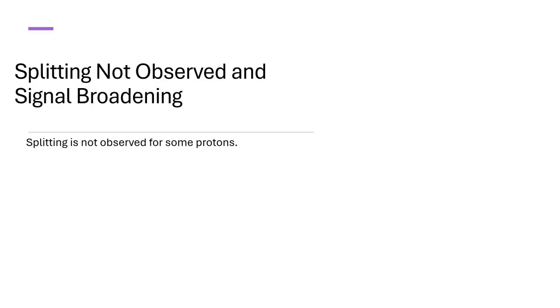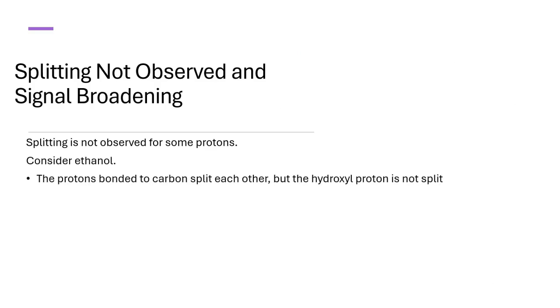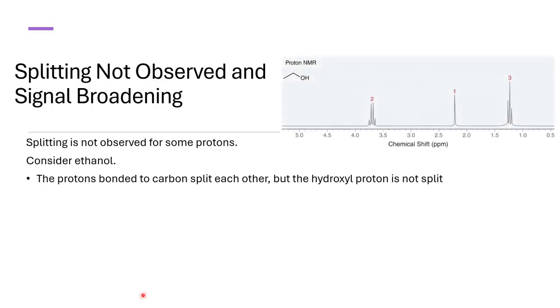Splitting not observed and signal broadening. Splitting is not observed for some protons. Consider ethanol. The protons bonded to a carbon will split each other, but the hydroxyl proton will not split. Note here that the CH3-CH2 protons are splitting each other. The CH3 signal is being split into a triplet because the CH2 is 2 protons plus 1 gives us 3. So this triplet here is due to the 3 protons of methyl.